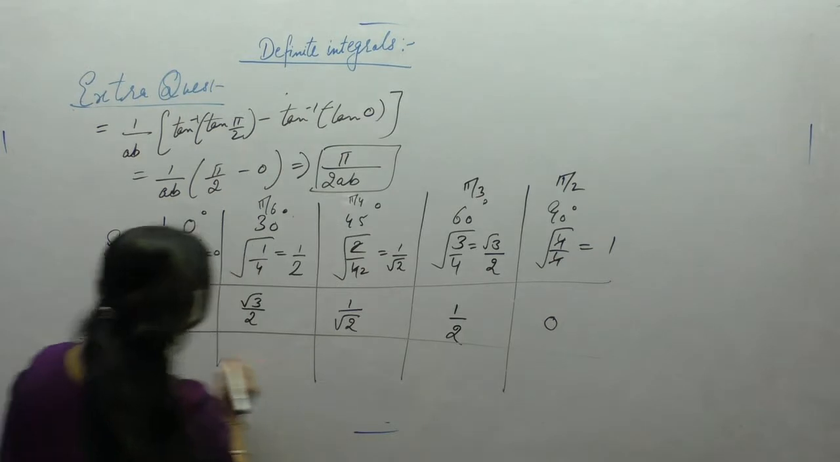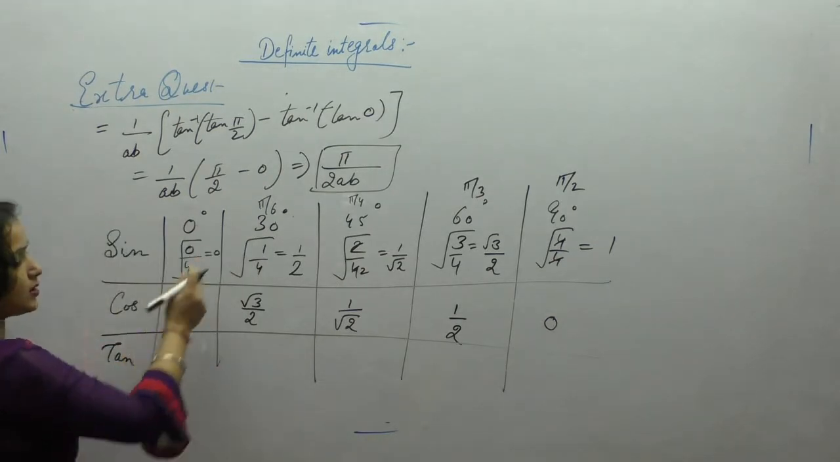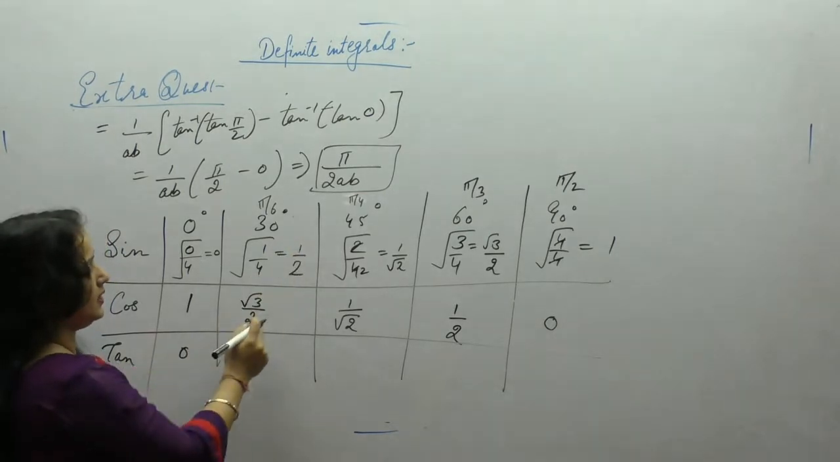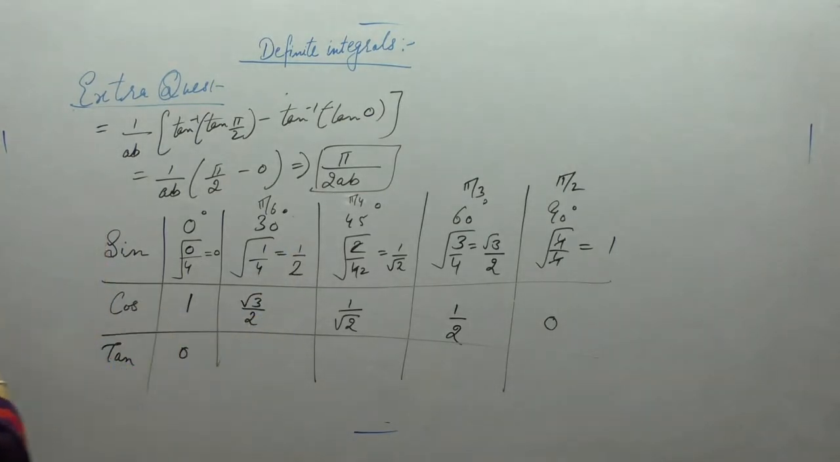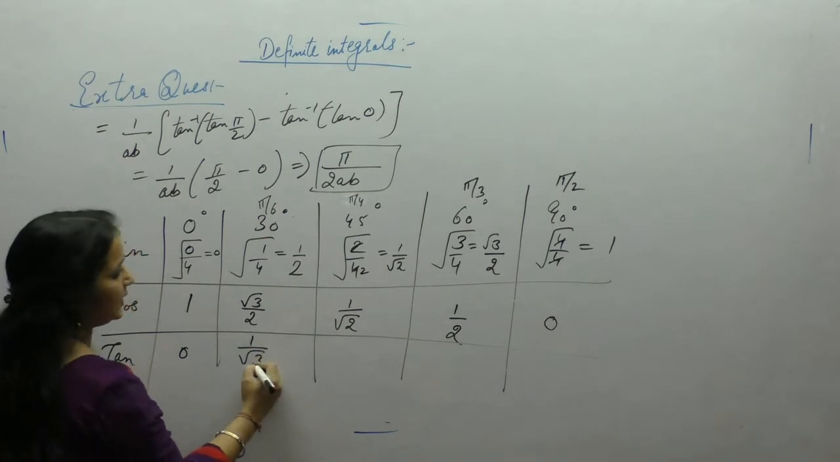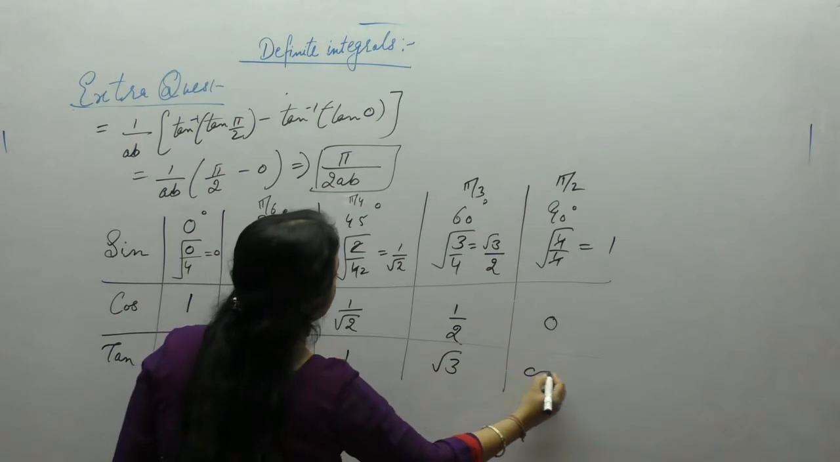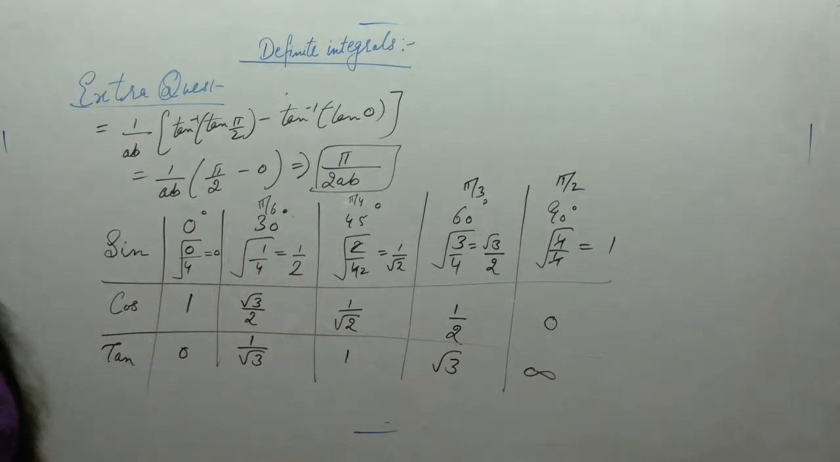और tan किसके इक्वल होता है? sin upon cos. 0 upon something 0. 1 upon 2 and upon root 3 upon 2. Get the value as 1 by root 3. 1 root 3. 1 upon 0. Something upon 0 is infinity. Not defined.